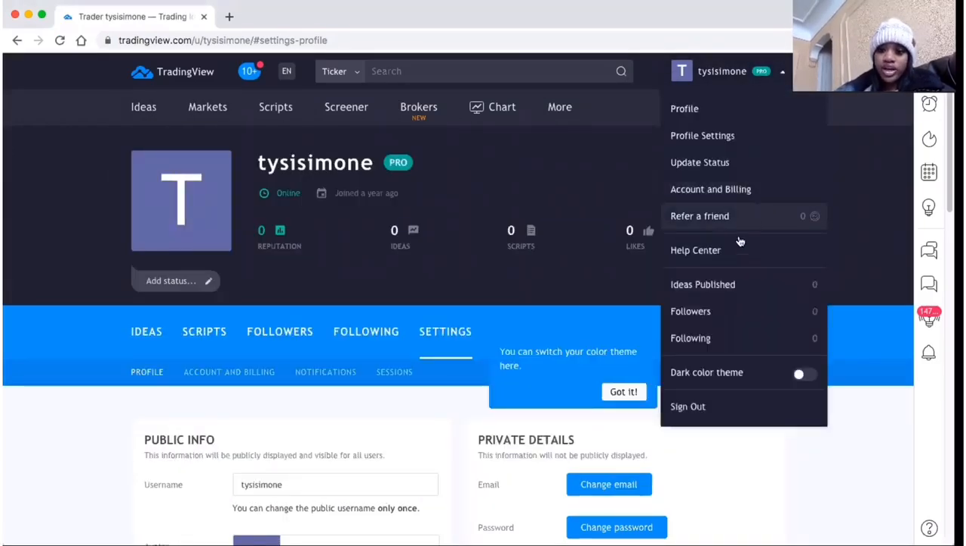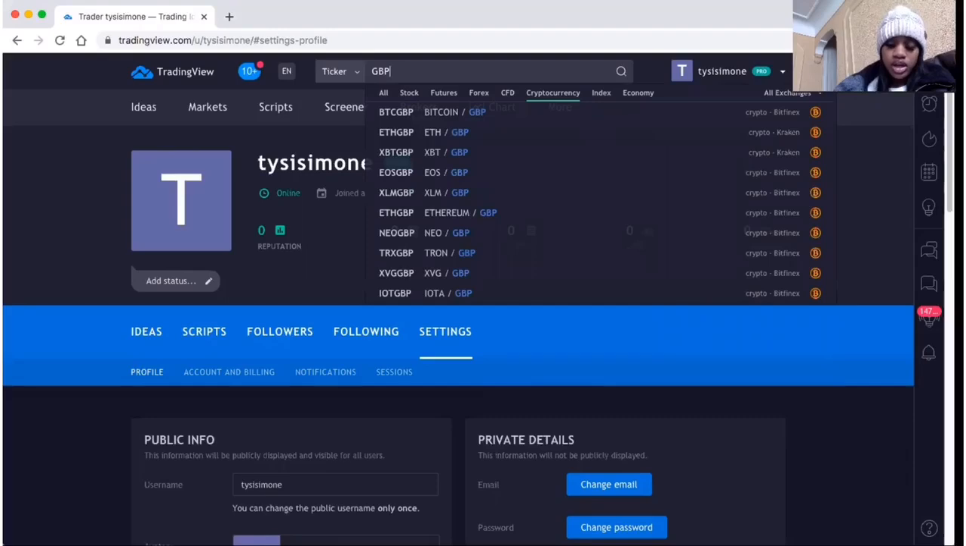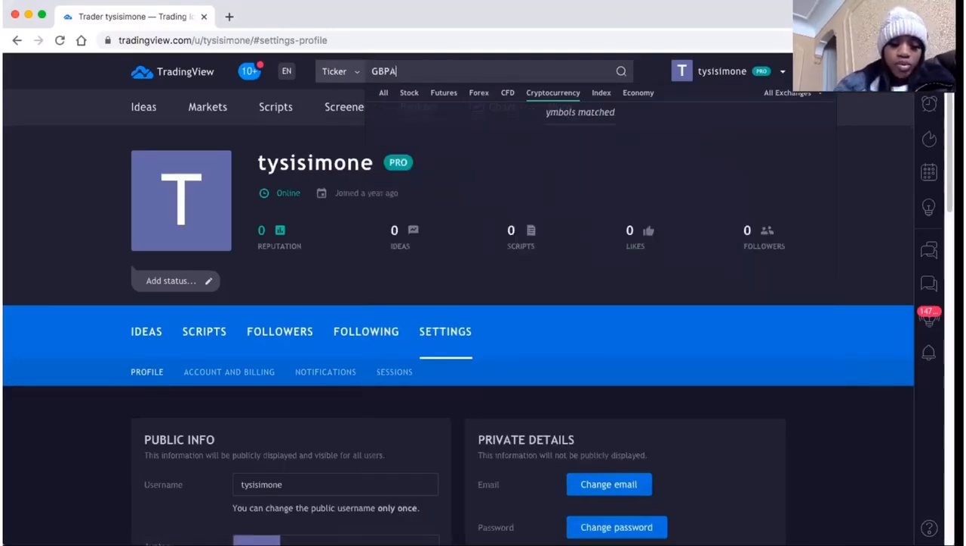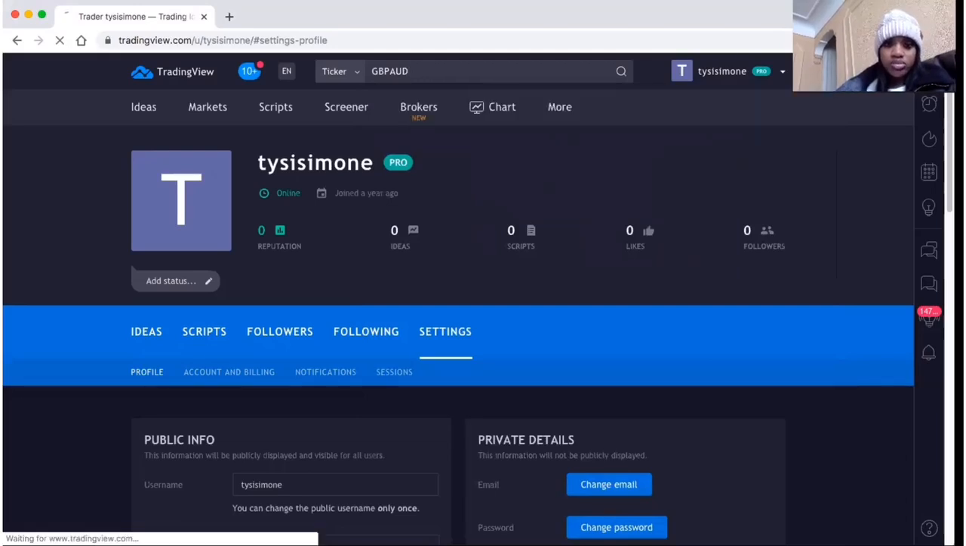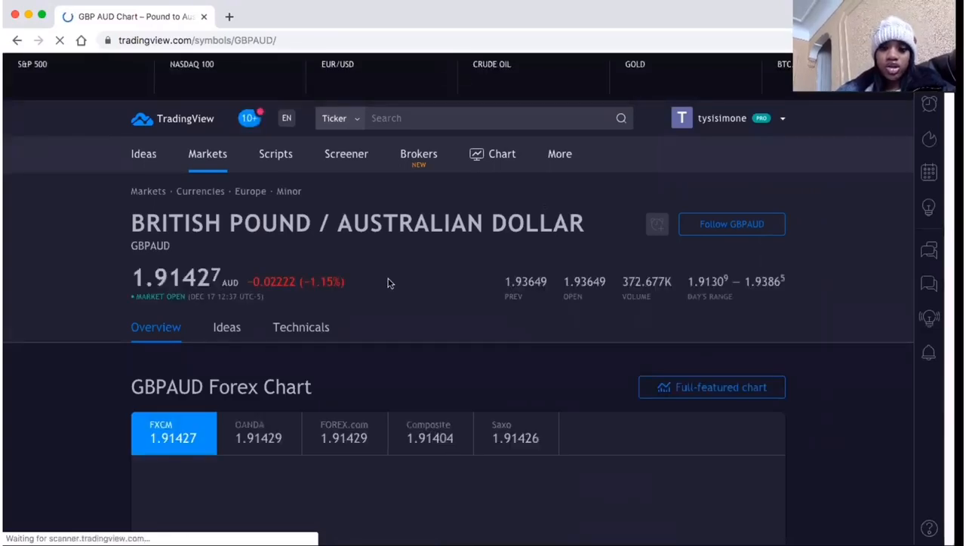You click right here and you can change your stuff to a dark theme. I like dark theme on everything. I got dark theme on you. This is how you search a pair in the top, where it's like the search bar. You just type a pair in there and then it'll come up. You press search, and then I gotta let it load.